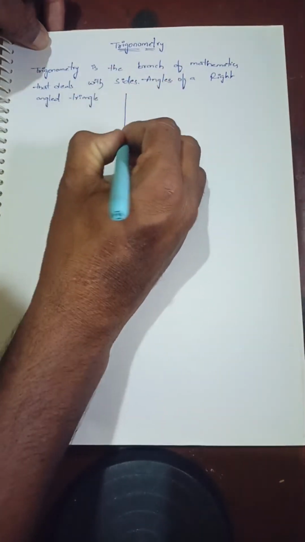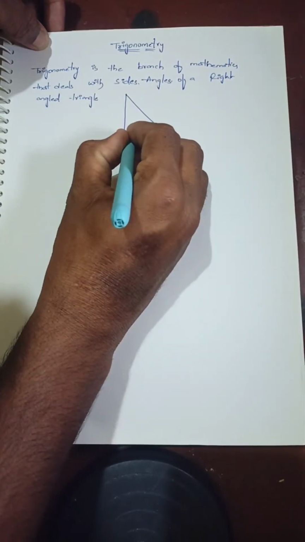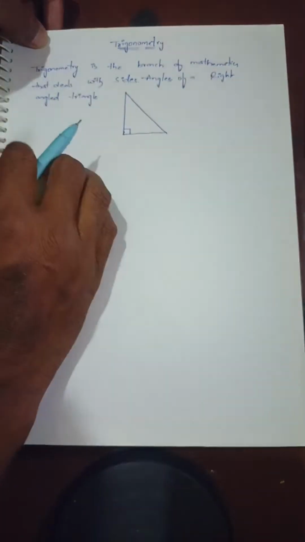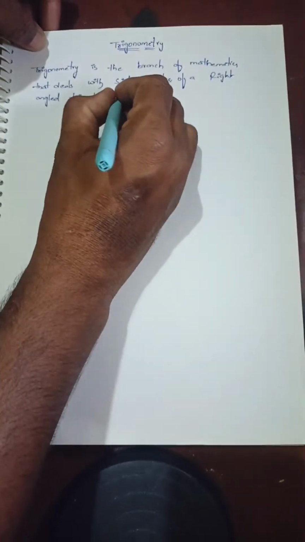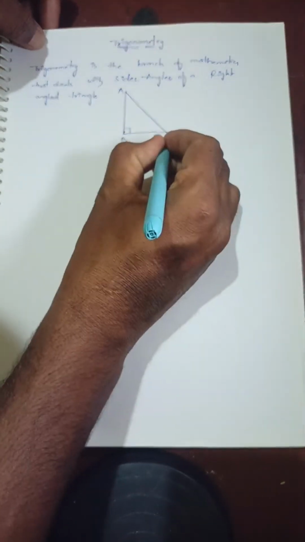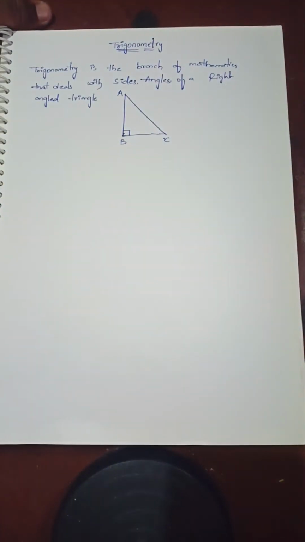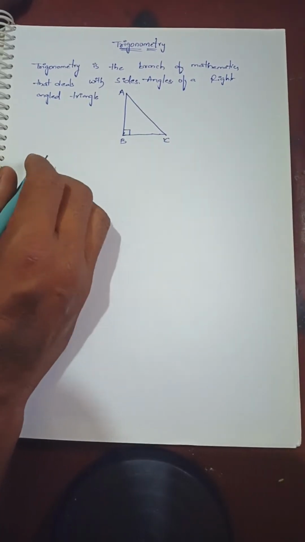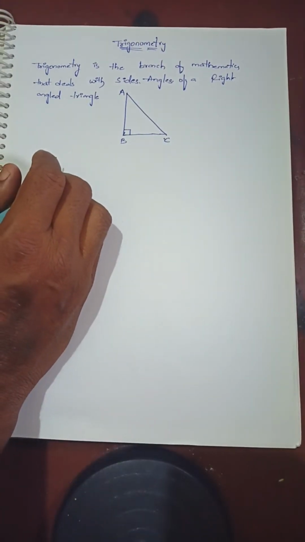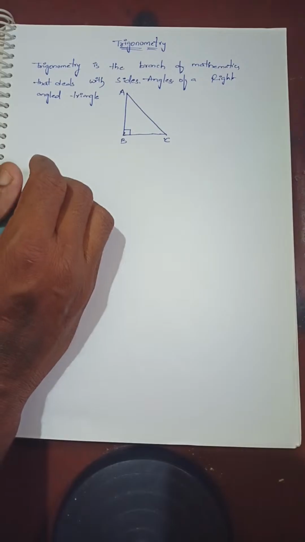So we know that this is the right angled triangle and this is a perpendicular line. If we are taking the sides A, B and C, these are the sides of a right angle triangle. Before going into depth, let's know about the trigonometric ratios and trigonometric functions.